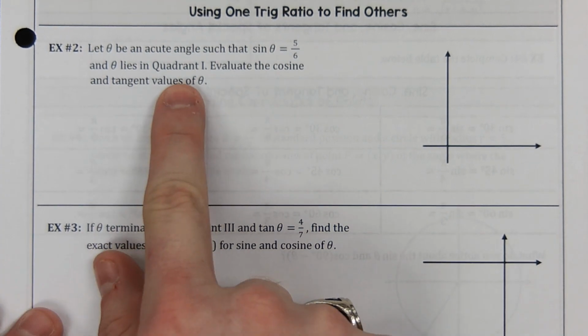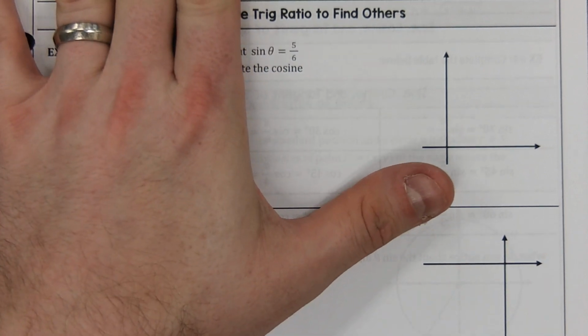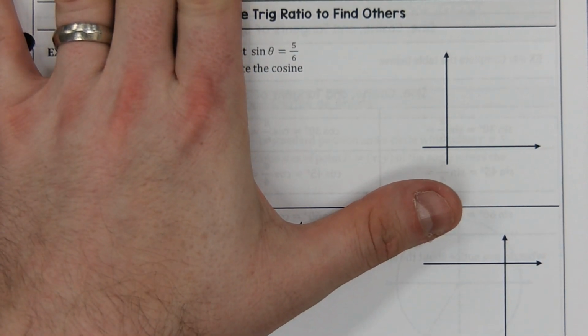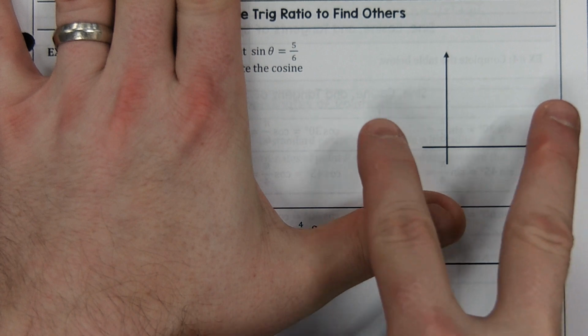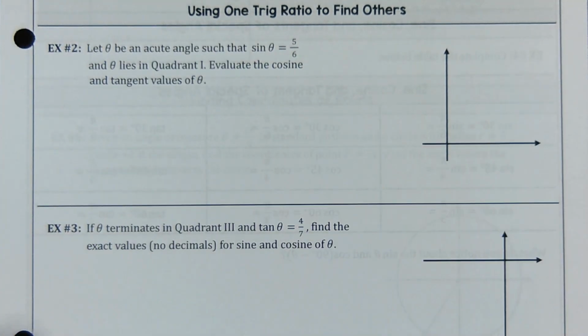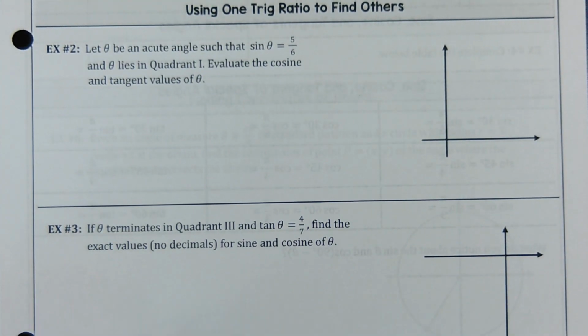Yeah, if it hadn't said quadrant 1, then I would have to draw the 2 places where sine is positive. Remember, sine is positive when y is positive. And that would have occurred in quadrants 1 and 2. But we were told acute, so no big deal. We'll draw it in quadrant 1.